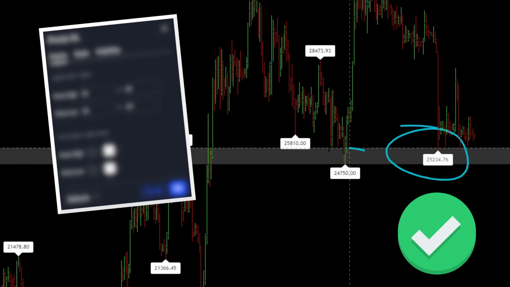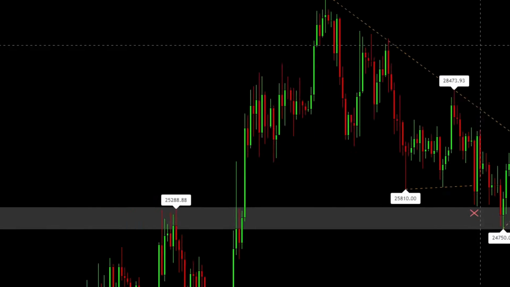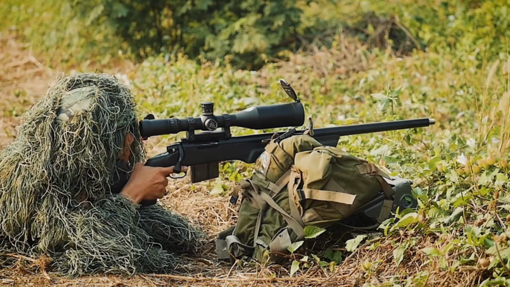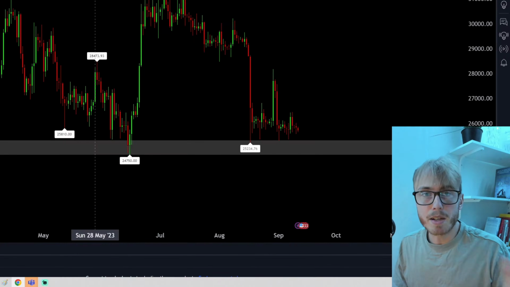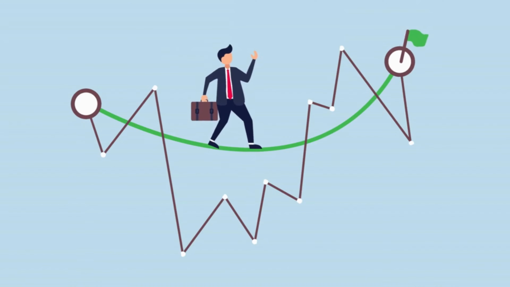This TradingView indicator finds perfect support and resistance levels in the market. And when used together with this indicator, we can find great entry points and trading opportunities. And I want to show you guys these two indicators right away because they are free, easy to use, and they can help your trading tremendously.